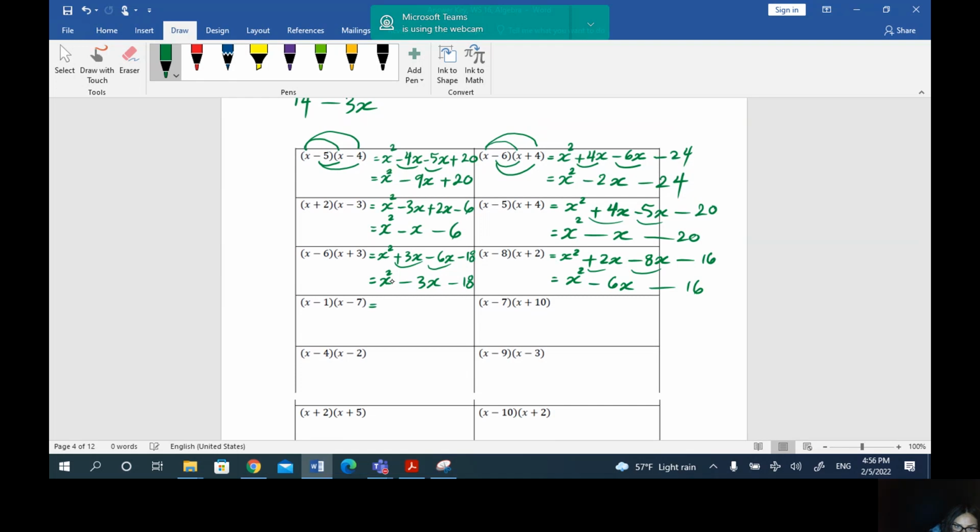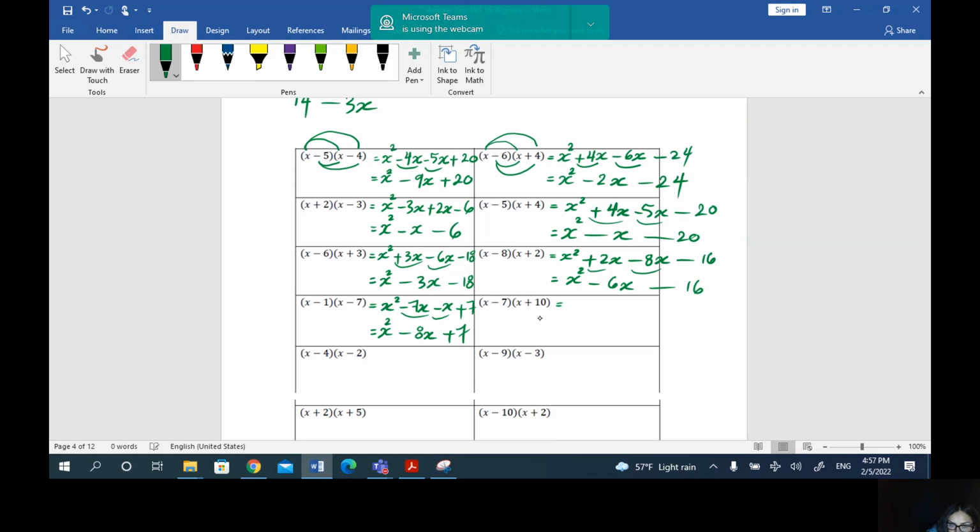Let's do the same. X times x, x squared. X times negative 7, negative 7x. Minus 1 times x is minus x. Minus 1 times minus 7 is plus 7. Let's collect like terms. X squared will come down on its own. There is no like term to x squared. Minus 7x minus x is minus 8x. And plus 7 is on its own, so we will bring it down as is.